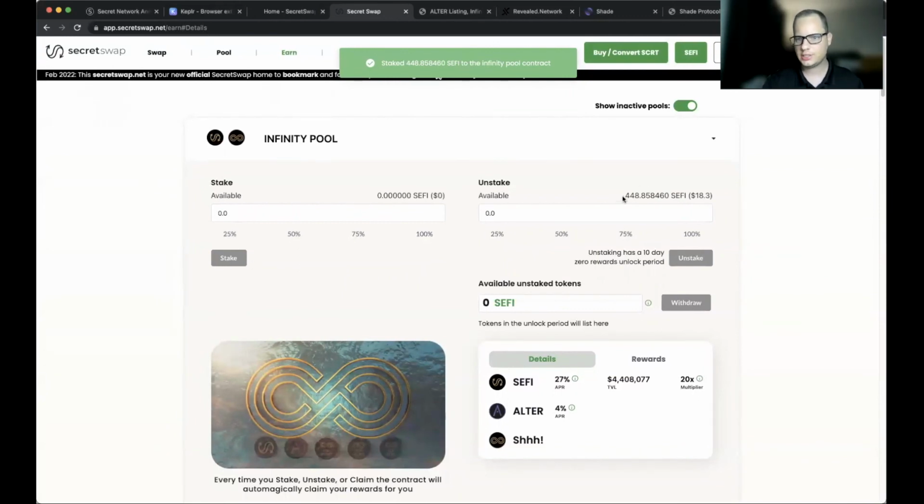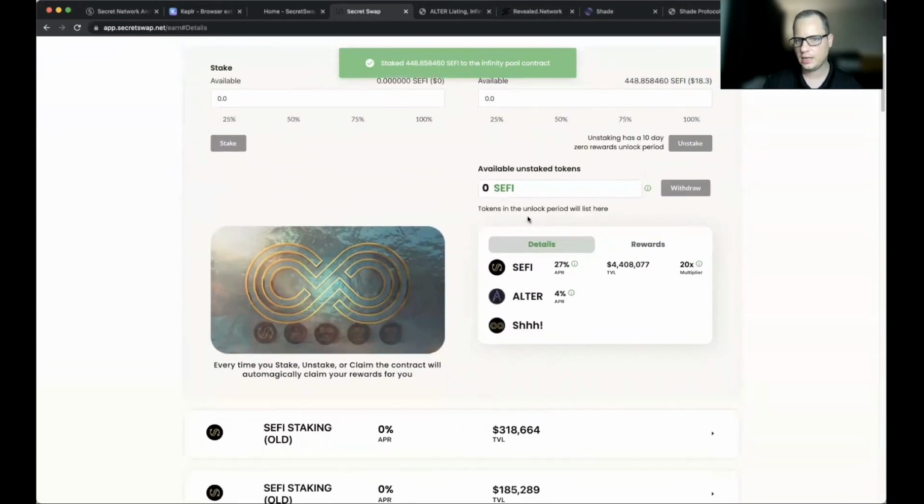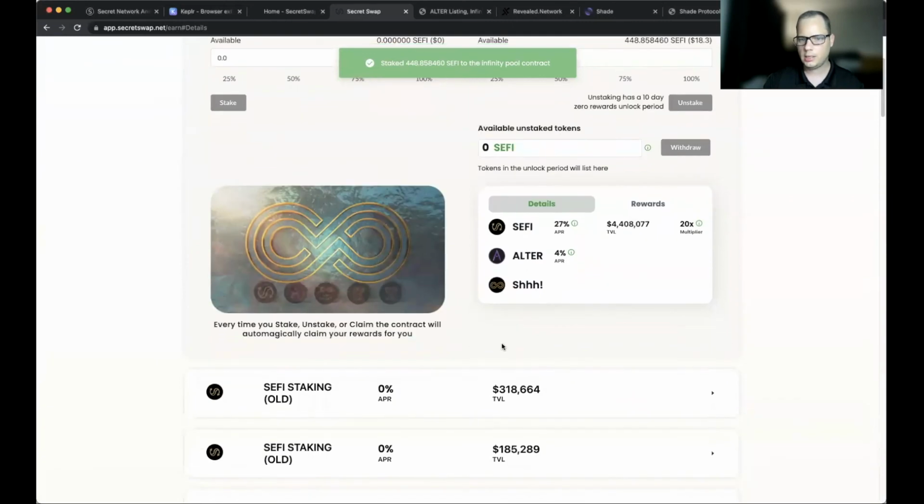Okay, now you can see that I am single-sided staking in the infinity pool with my 448 CeFi tokens. And you will see over time your available unstaked tokens go up because we're earning our 27% yield in this pool. Okay. With that being said, that's really the completion of this video.